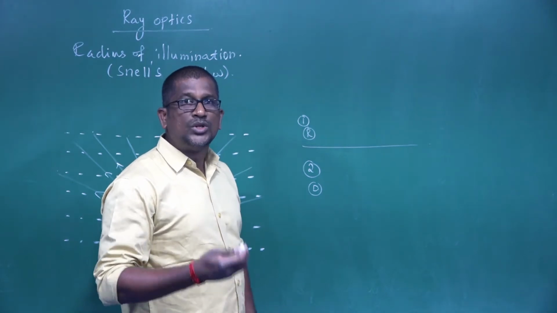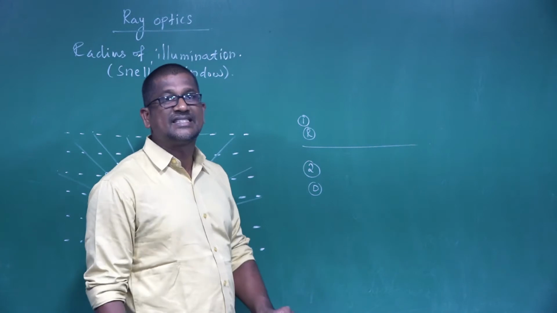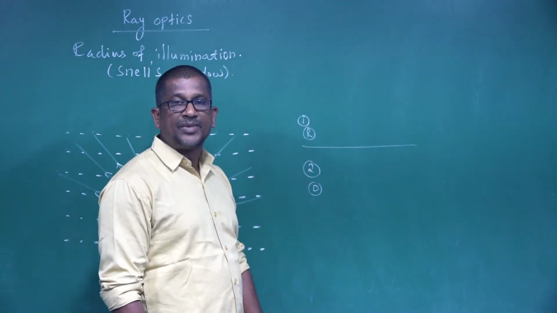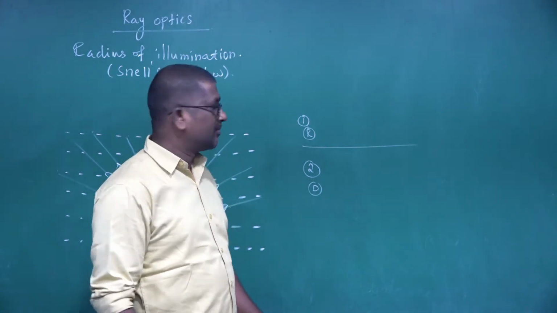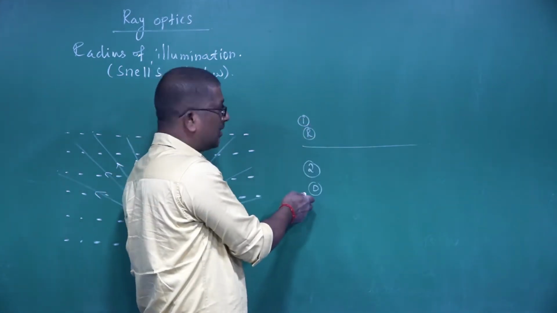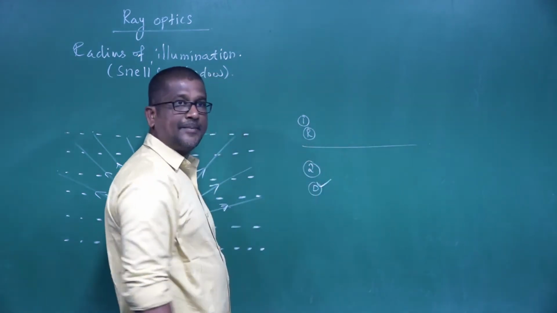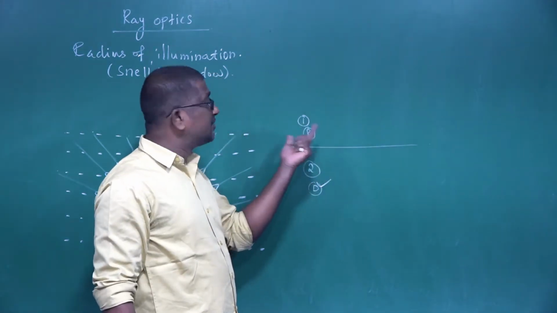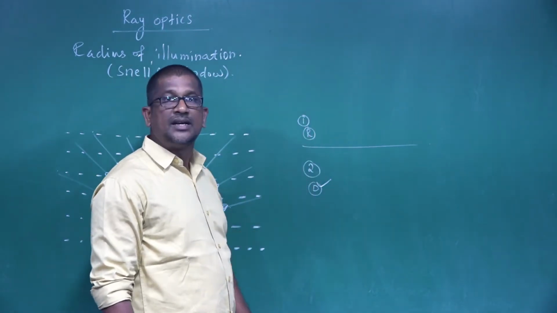The medium in which the speed of light is less is called denser medium. The medium in which the speed of light is more is called rarer medium. Comparing these two media, the one with less speed of light is denser, and the one with more speed of light is rarer. Suppose this is rarer medium and this is denser medium.